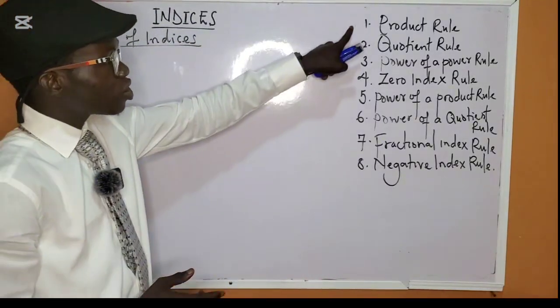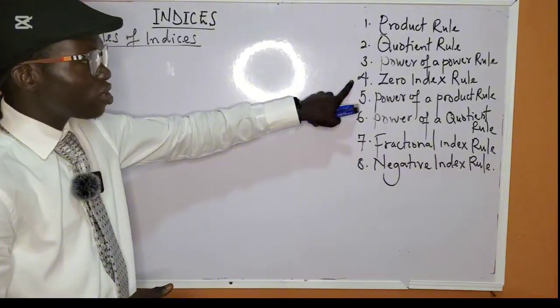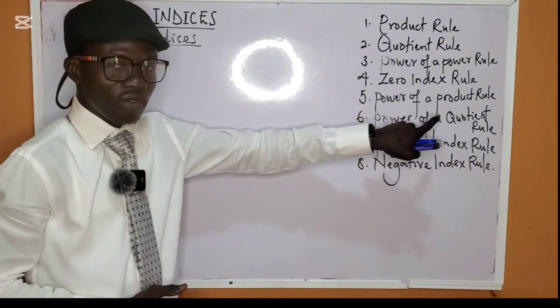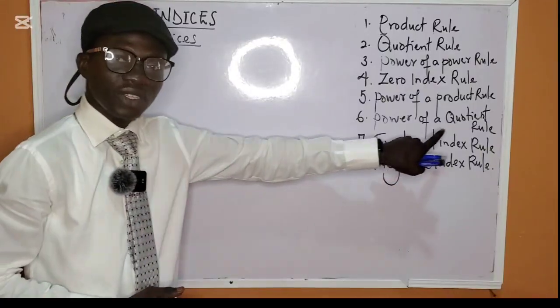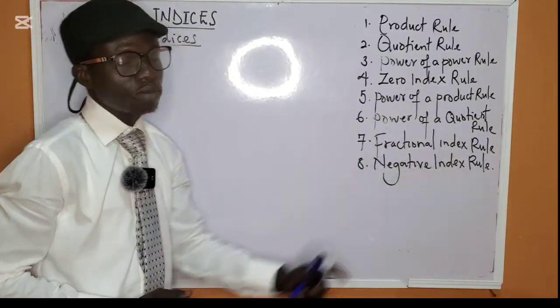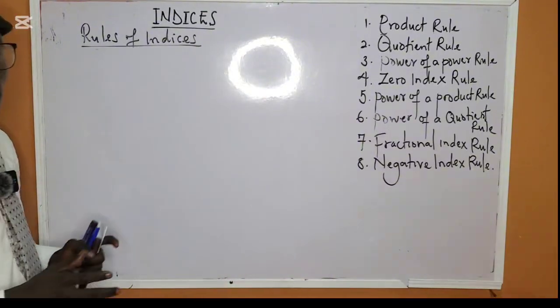The first one is the product rule, the second, the quotient rule, the third, the power of the power rule, the fourth, zero index rule, the fifth, power of the product rule, the sixth, power of the quotient rule, the seventh, fractional index rule, and the eighth, negative index rule. So these are the rules we apply when solving indices questions.